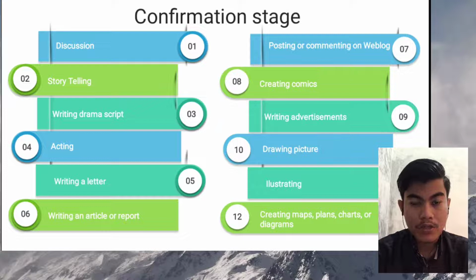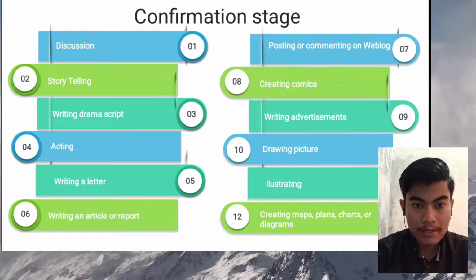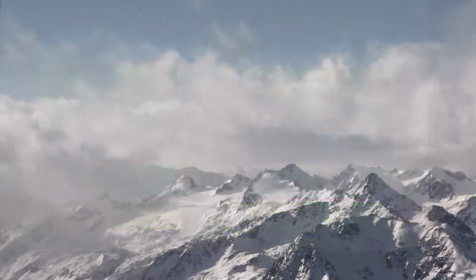And the exercises or activities are: the first is discussion, the second is storytelling, the third is acting, the fourth is writing an article or report, the fifth is writing an advertisement, the sixth is drawing pictures, the seventh is illustrating, and the eighth is creating maps, plans, charts, or diagrams.